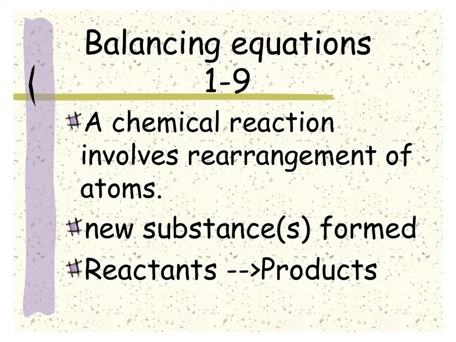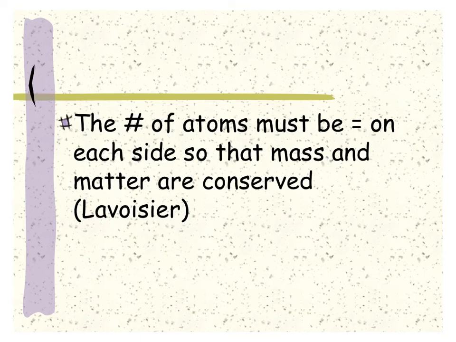You have to have at least one new substance, many times more than one are formed. And you should know the reactants, the things that react, are on the left side, and the products, the things that you produce, are on the right side. So again, the number of atoms must be equal on each side so that mass and matter are conserved. So the number of atoms must be the same, and the mass must be the same.